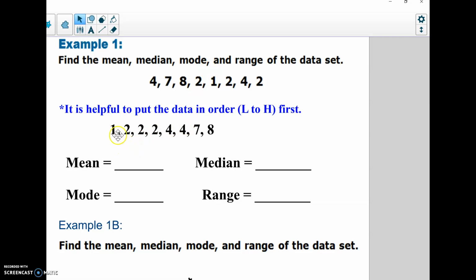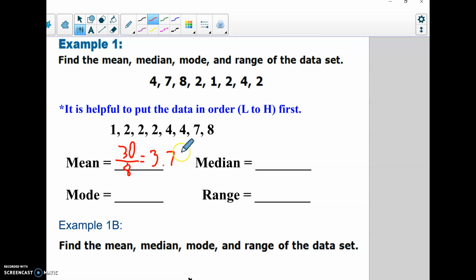So the mean is when you add up all these numbers and then you divide by 8 because you have 8 numbers. So we would add together 1 plus 2 plus 2 plus 2 plus 4 plus 4 plus 7 plus 8. And then you press enter so you can figure out what that equals. And that equals 30. And what you're going to do is divide that by how many numbers we have, and we have 8 numbers. So 30 divided by 8 is 3.75. So the mean, or the average, is 3.75.